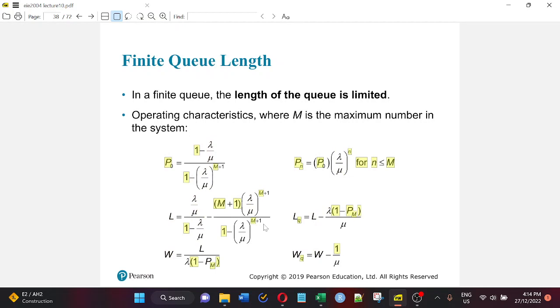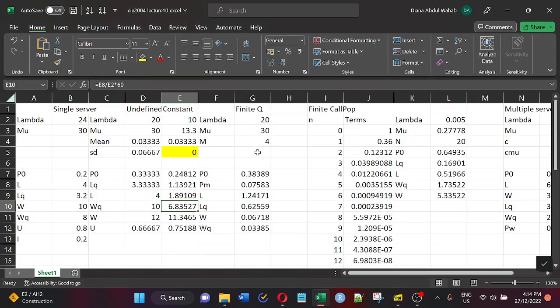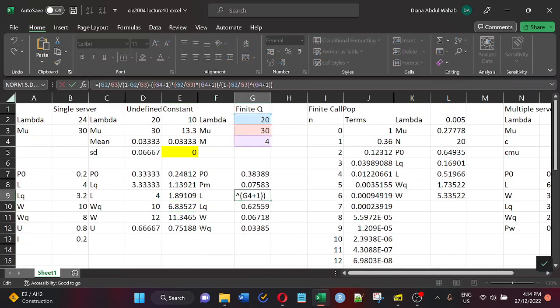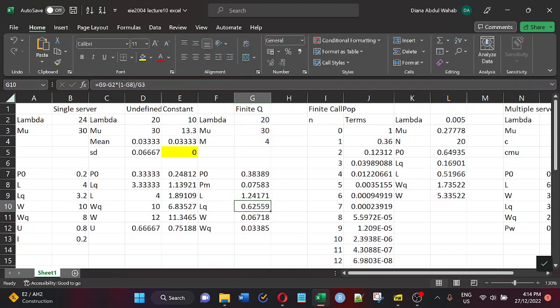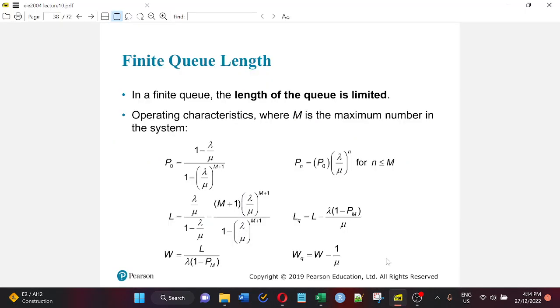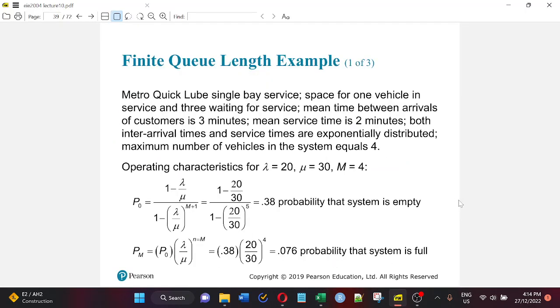Let me show you. This is the finite queue length L. That is how long the formula can go, but you have to do it correctly, and then you have to check whether your answer is similar to the one in the lecture notes. Okay, and let's look at this one.